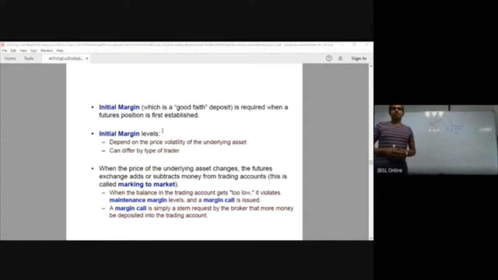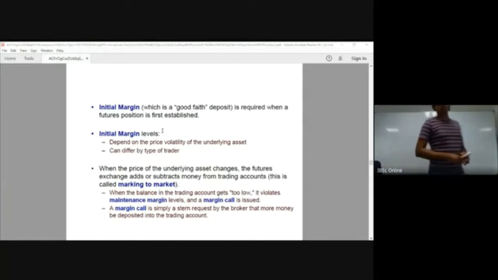Initial margin is required when a futures position is first established. It depends on the price volatility of the underlying asset and can differ by the type of trader. When the price of the underlying assets change, the futures exchange adds or subtracts money from trading accounts. Right? That's called marking to market. When the balance in the trading account gets too low, it violates maintenance margin levels and a margin call is issued. Right? A margin call is simply a stern request by the broker that more money needs to be deposited into a trading account. Right?